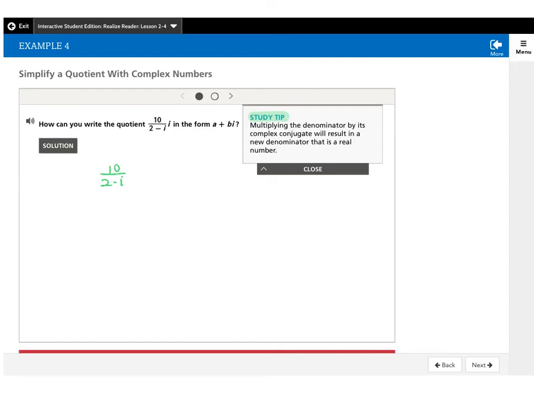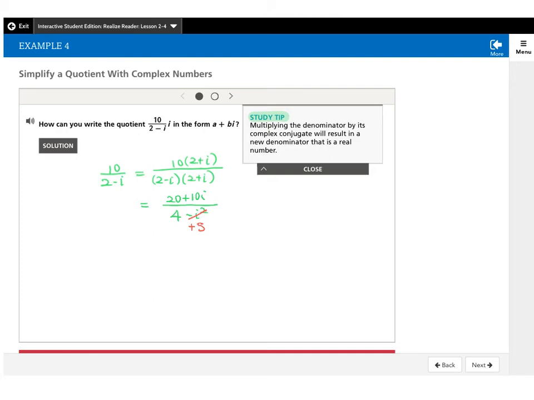So it's asking, how do I write the quotient 10 over 2 minus i into the form of complex number a plus bi? So I keep the numerator the same, and then the denominator I'm going to multiply by 2 plus i. And if I do that in the denominator, I shall do the same upstairs in the numerator, right? And now if I simplify this, I should have 20 plus 10i on top. At the bottom, I should have 4 minus i squared. And we all know minus i squared is really plus 1, isn't it?